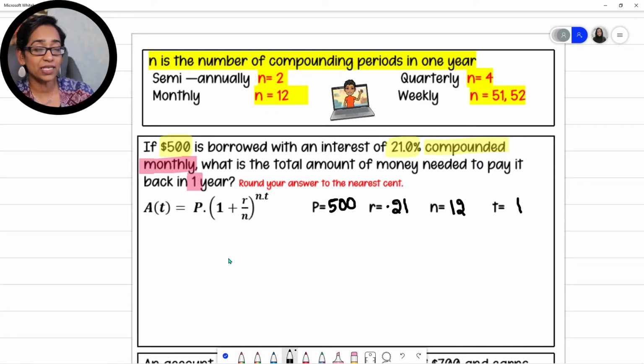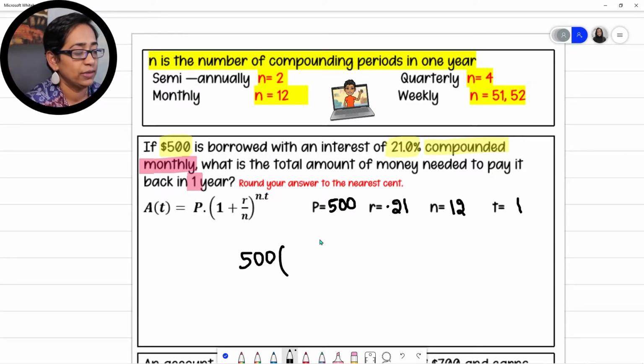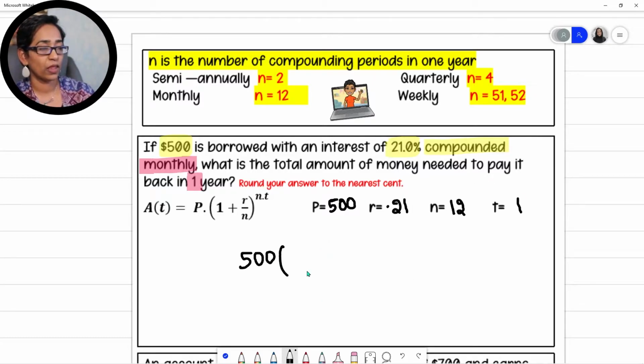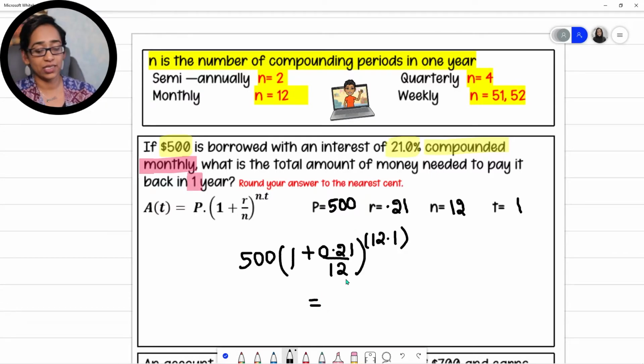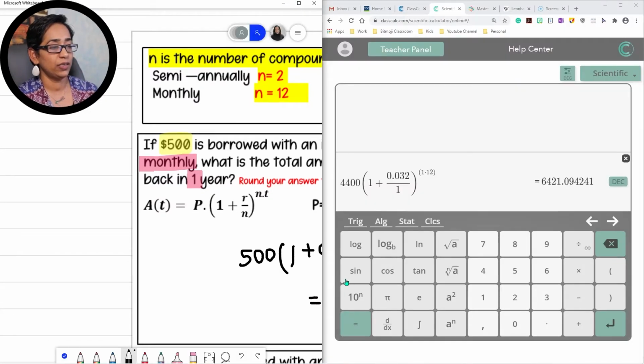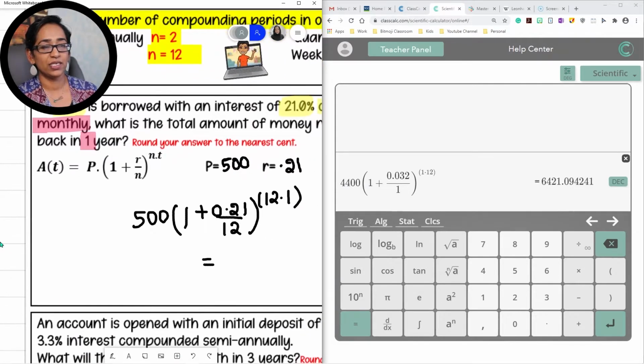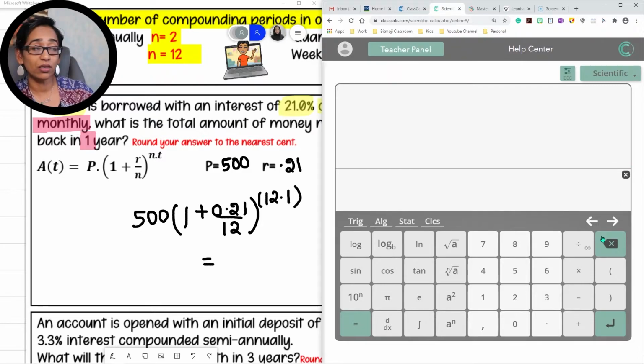I'm going to go ahead and plug this into the formula. 500, parentheses, 1 plus R, my R value is 0.21, divided by 12, to the power 12 times 1. Again, you're going to plug this into the class calc. Move it to the side so I can see the numbers. Clear it. That's good practice.